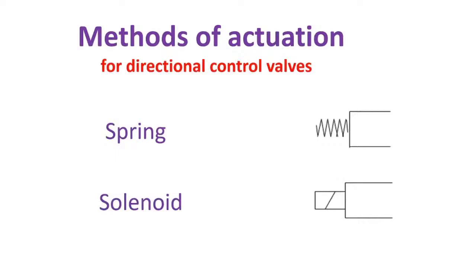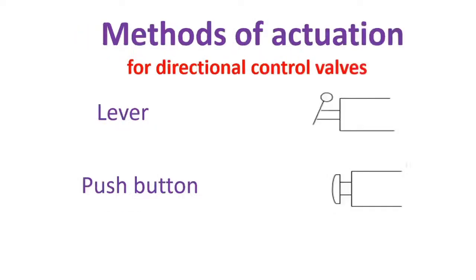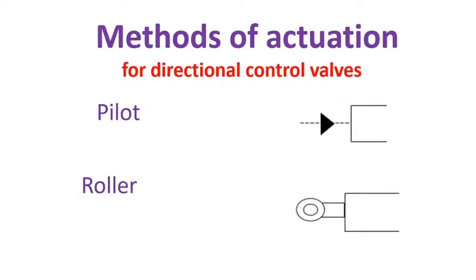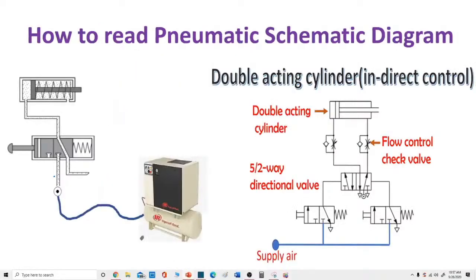The next topic is the method of actuation for directional control valves. This is the symbol for spring. The next one is the symbol for solenoid, lever, and push button. Pilot. Next, roller. Our next topic is how to read a pneumatic schematic diagram.